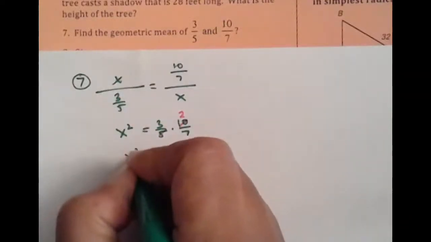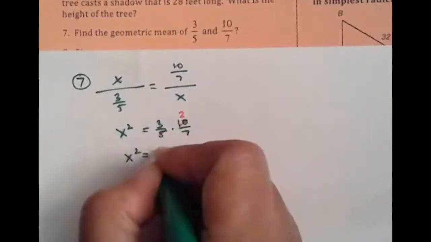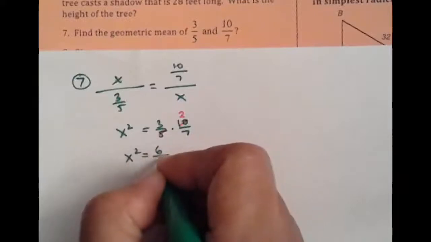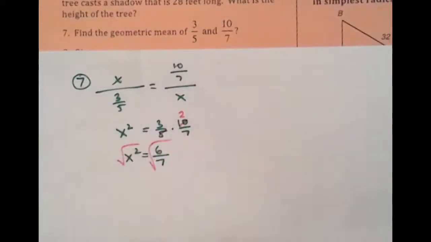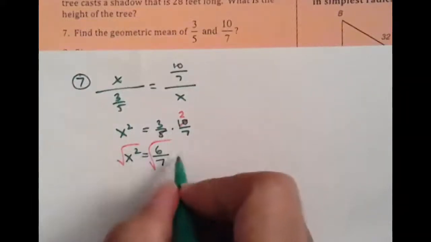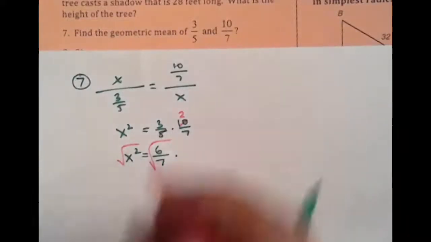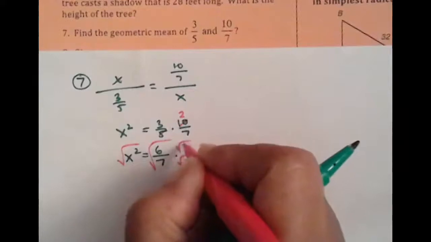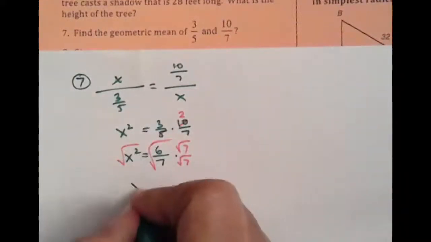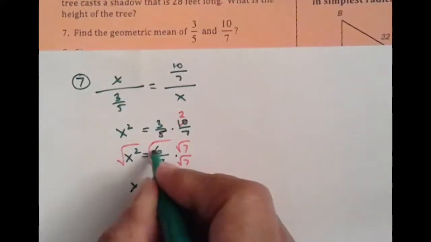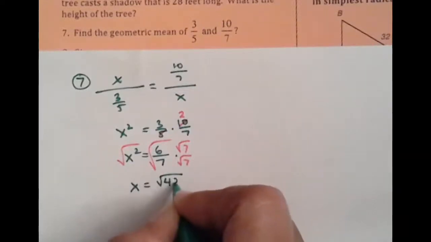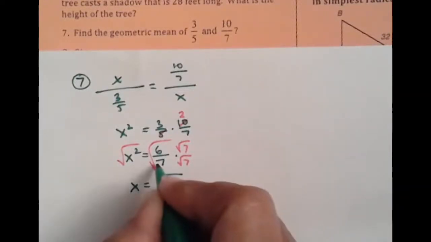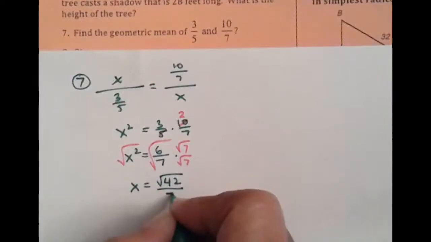So we have x squared equals 3 times 2 on top, 6 over 1 times 7, 7. Get rid of the square by taking the square root, keeping in mind you cannot have a square root in the denominator. So we're going to have to multiply this by the square root of 7 on top and bottom. So our x is going to equal, this is inside the radical, this is inside the radical, so we'll put it together. 6 times 7 is 42 over square root of 7 times square root of 7 is just 7.